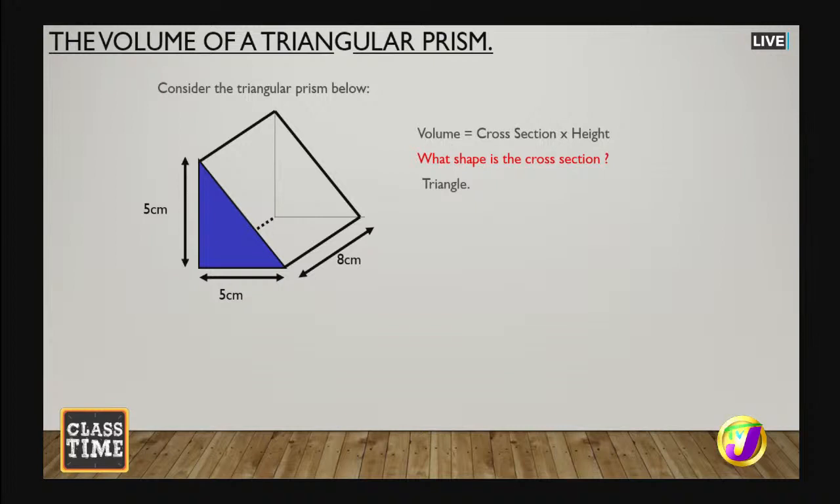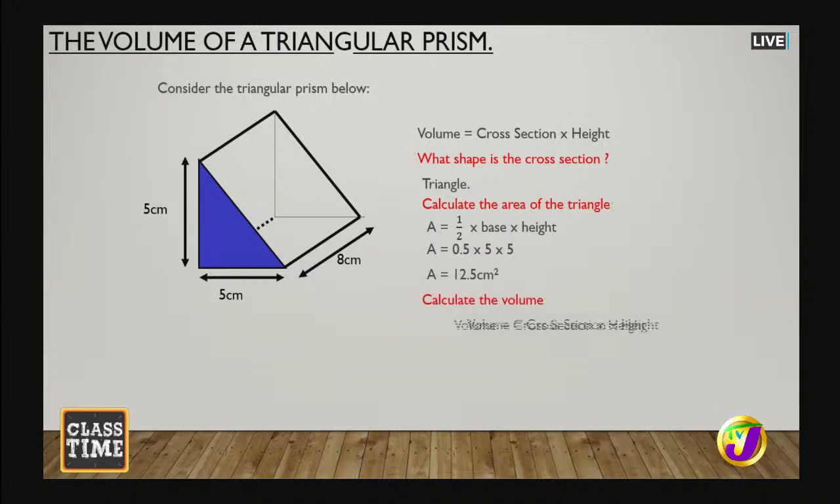All right, so substituting those values in the formula for the area of the right triangle would give us an area of 12.5 square centimeters. And now that's just the area of the cross section. We need to find the volume using the cross section. We multiply that 12.5 by 8, and we get the total volume to be 100 cubic centimeters.